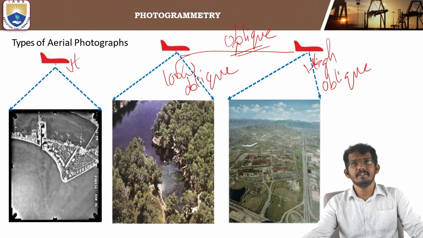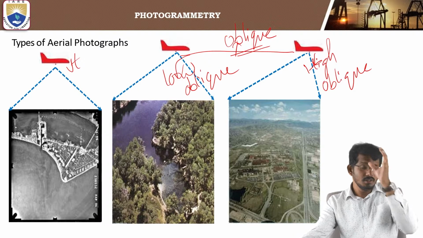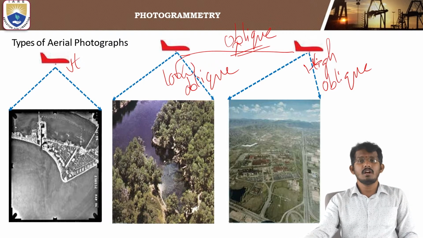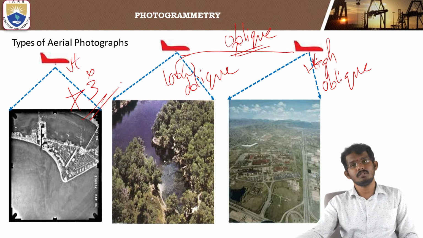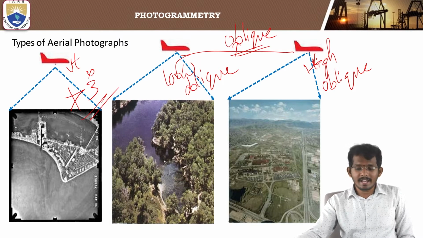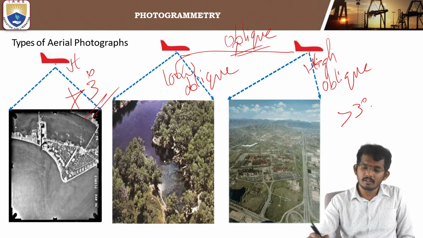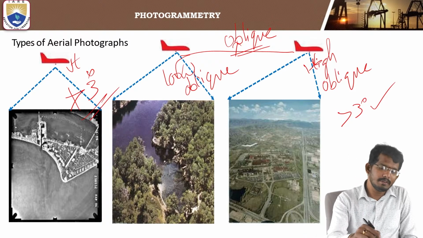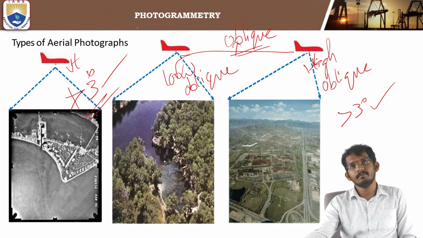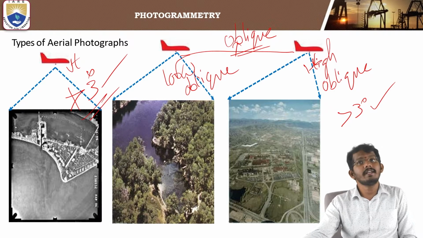So sometimes it is very difficult to take the photograph from the exact position or exposure station. In a vertical photograph, if the camera axis does not tilt more than 3 degrees, that photograph is called a vertical photograph. If the camera axis is tilted more than 3 degrees, we call it an oblique photograph.